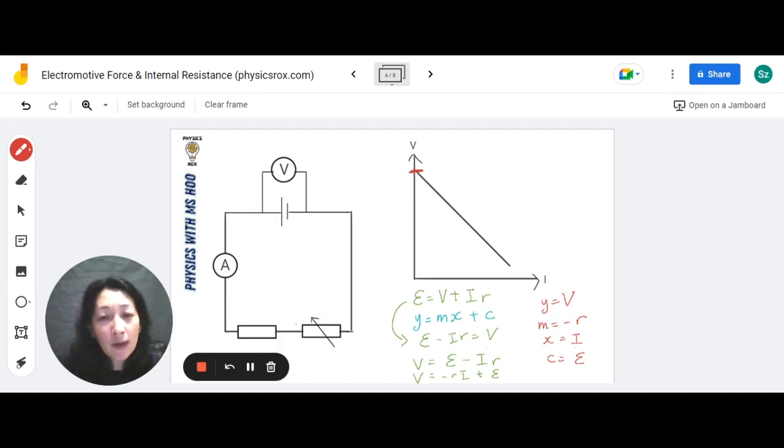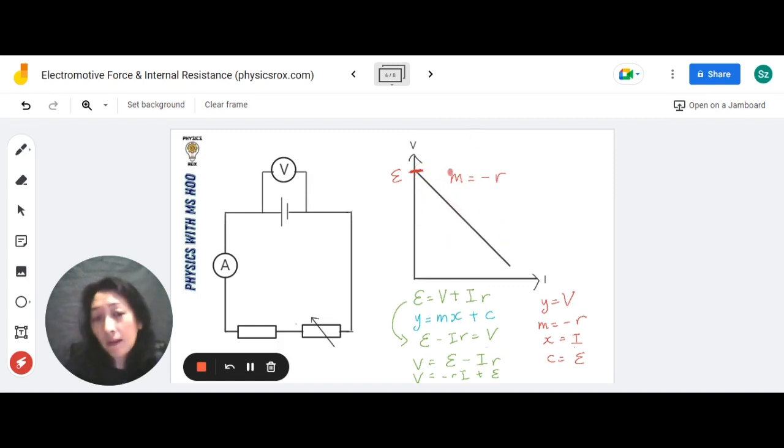So the y-intercept here is the electromotive force, which matches what we have discussed just now, right? The maximum value of the voltage is the electromotive force. And the gradient here is the negative value of the internal resistance. If you're wondering why negative, you can look at the graph. It's going down. So that means the value of the gradient here is negative.